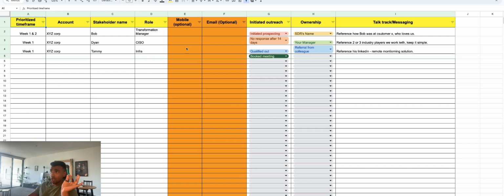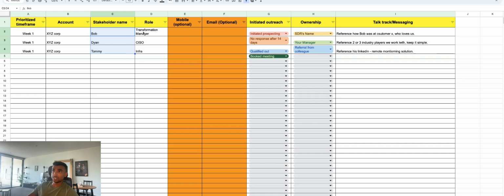I like to use this spreadsheet because it allowed me to track holistically who I was going after. Very straightforward. How the PG planning tool works is I would have a prioritized time frame. I would literally say, week 1, these are the accounts that I'm going to go after.